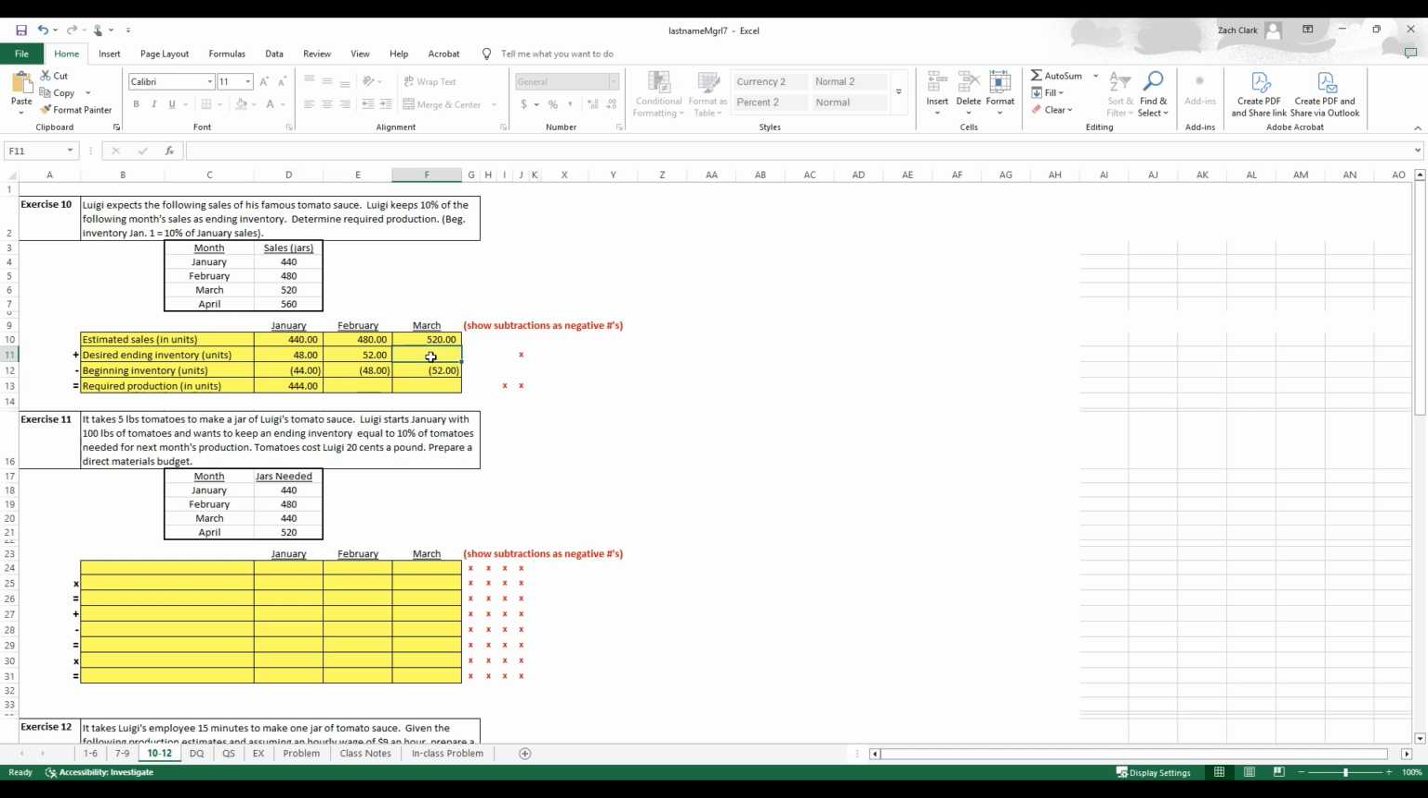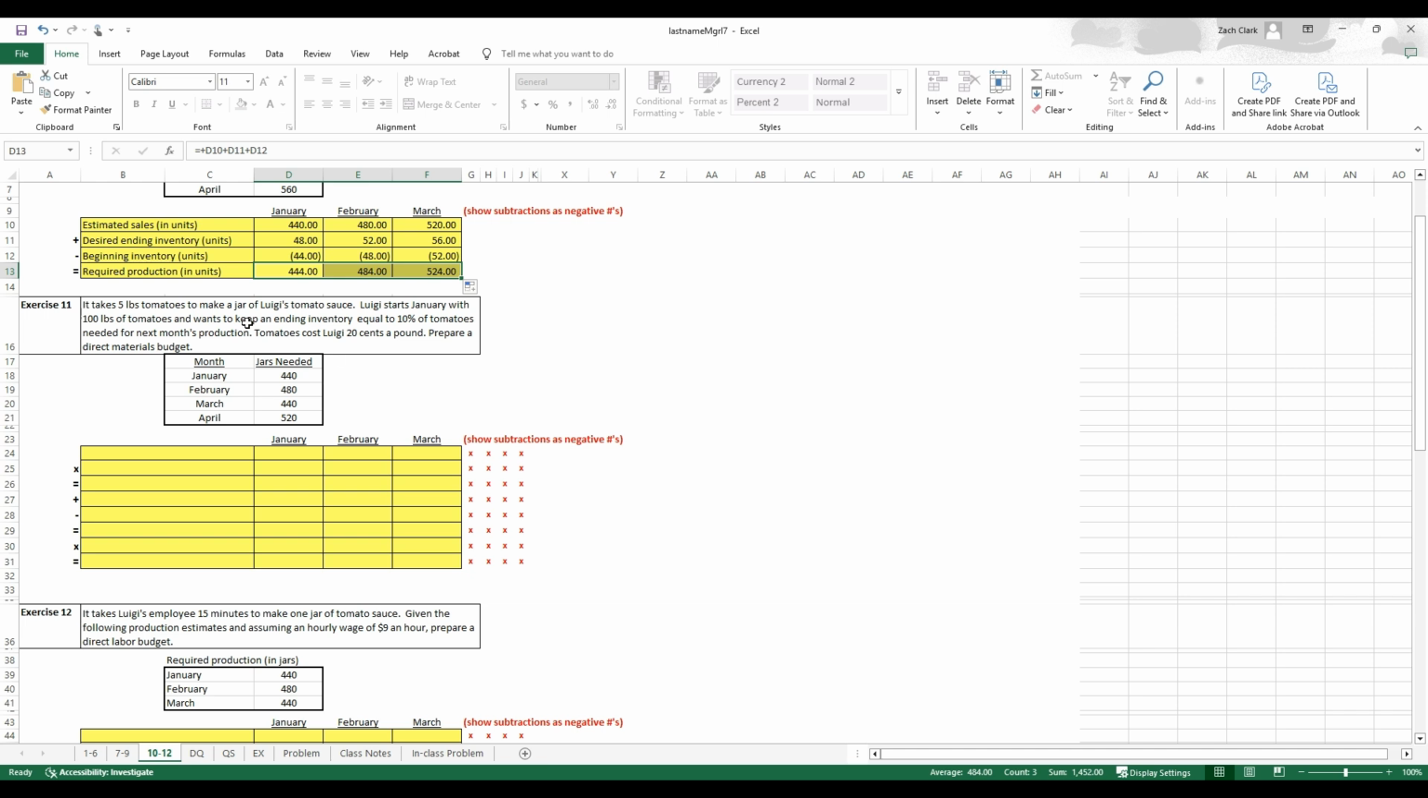And for desired ending inventory, I guess we can't do this one with a formula because we're not linking to the 560, but times 0.1. Again, that needs to be negative. That's good. And then this is just adding all those. And so we can just drag our formula across. And this is our formula to get required production.